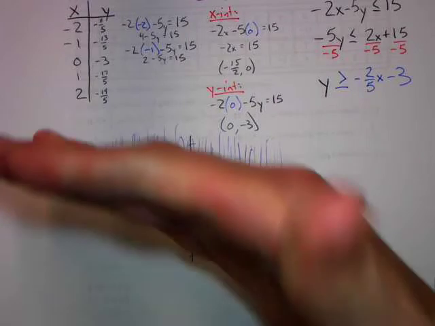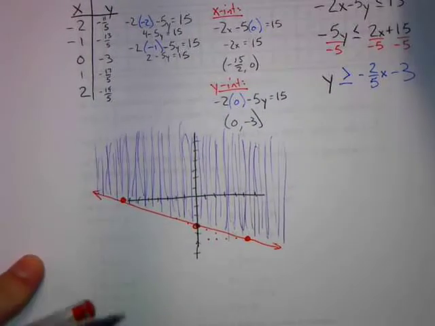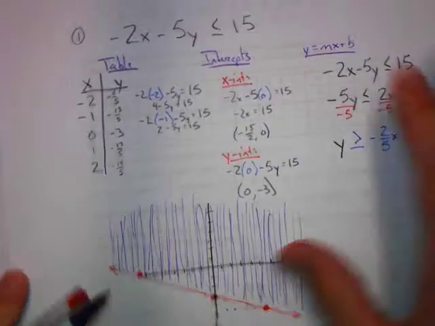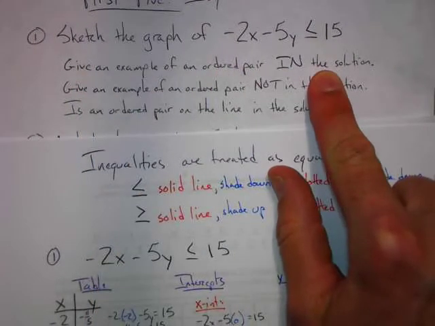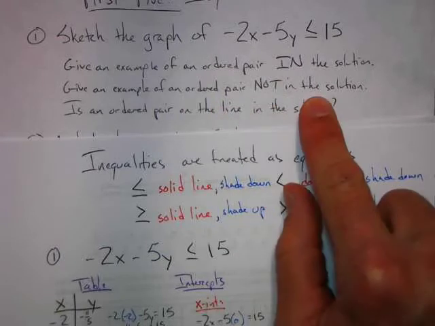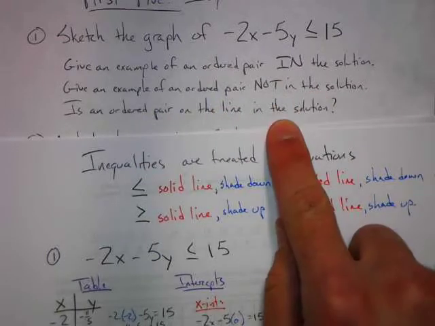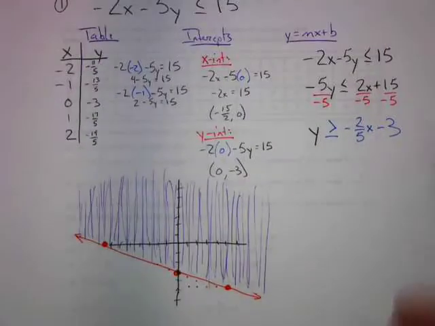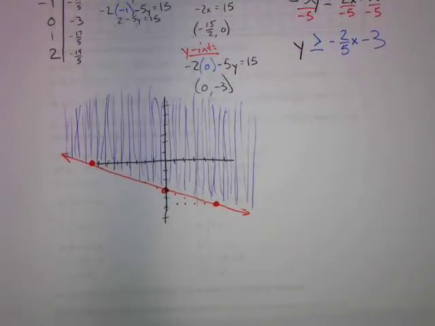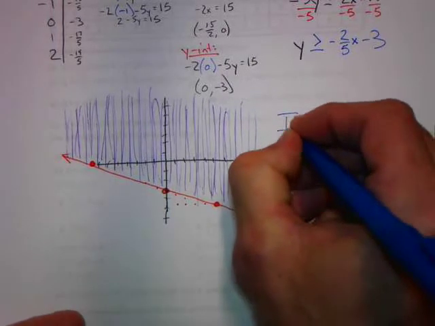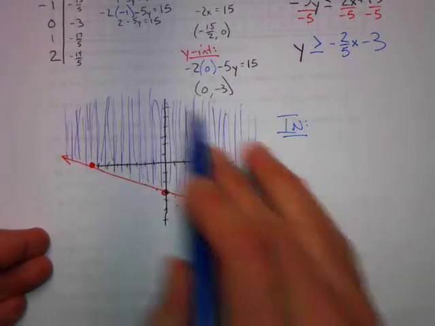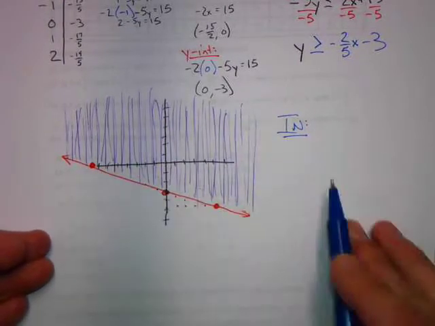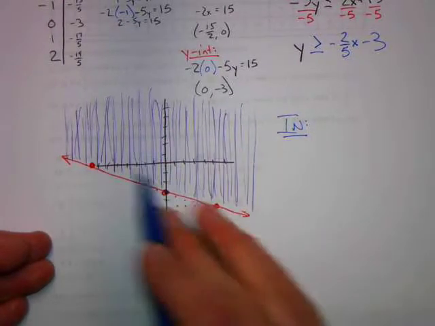So it's not only being able to graph it mechanically. Remember the questions I'm asking, a few things. You've got to give me an example of an ordered pair that's in the solution set. Give me an ordered pair that's not in the solution set. And does an ordered pair on the line fit in the solution set, yes or no? So we have to look at our graph and then answer those questions. What is an example of an ordered pair in the solution set? Any ordered pair that fits into that shaded region. There is an infinite number of correct answers you can give.